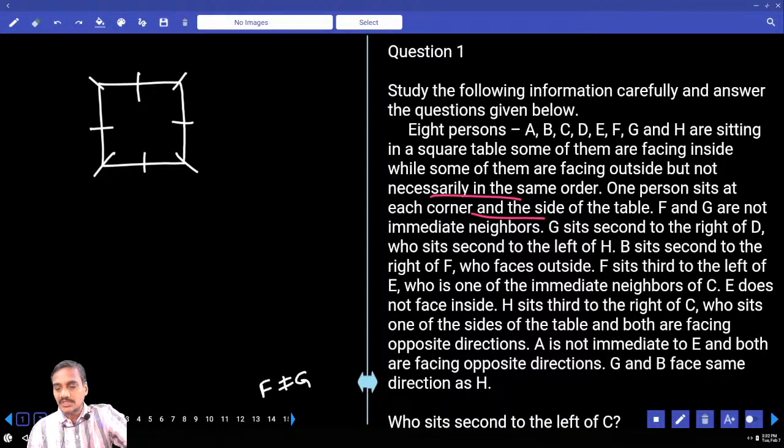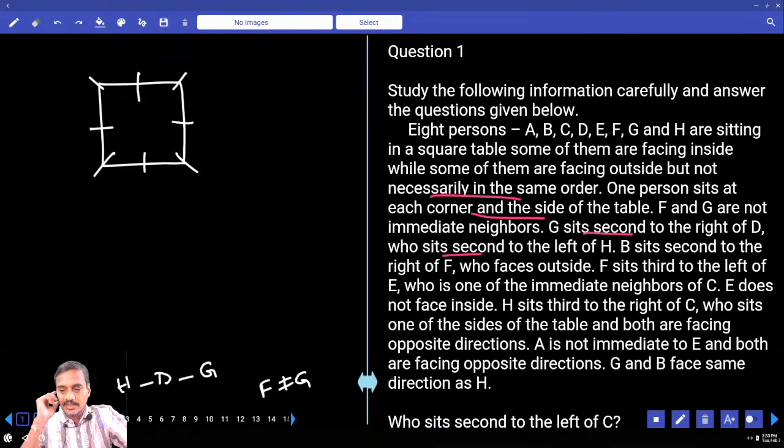Next, G is seated second to the right of D. And D is seated second to the left of H. That means H, D and G must be in alternate places. Is it clear? H, D and G in alternate places.